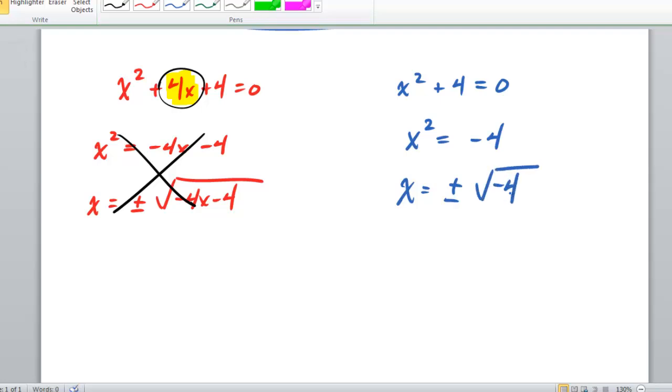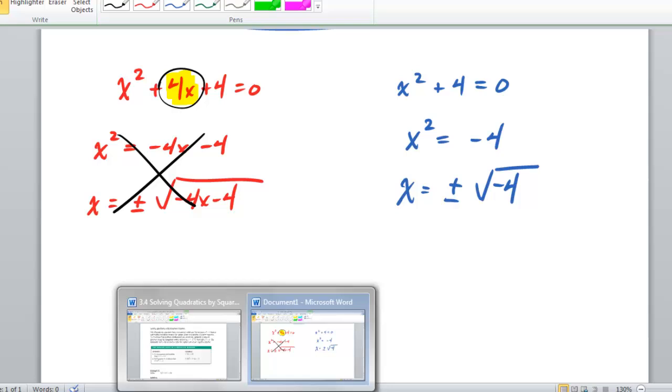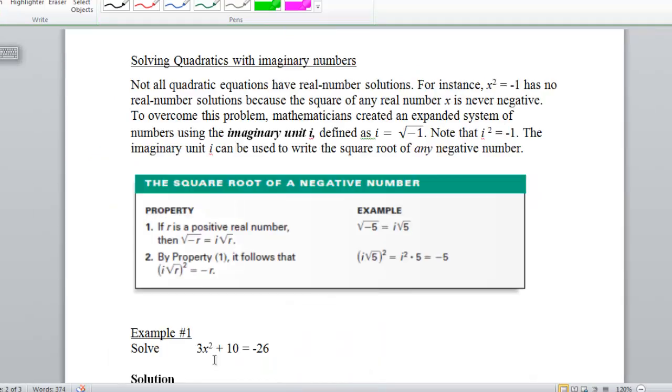Plus or minus the square root of negative 4. And of course, if you were to punch this into your calculator, you would get an error. And it would basically say that there is no real number that when multiplied times itself is going to give you a negative value. And so we need a mathematical way to deal with the square root of a negative number. And so that's where we come to the next part in our notes.